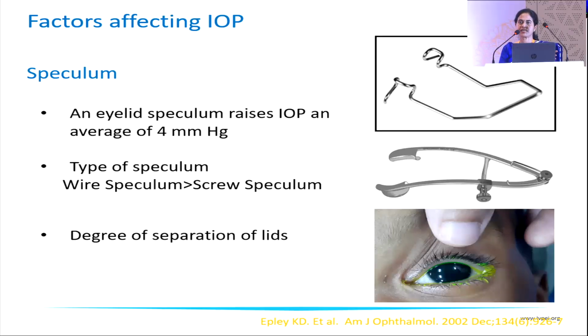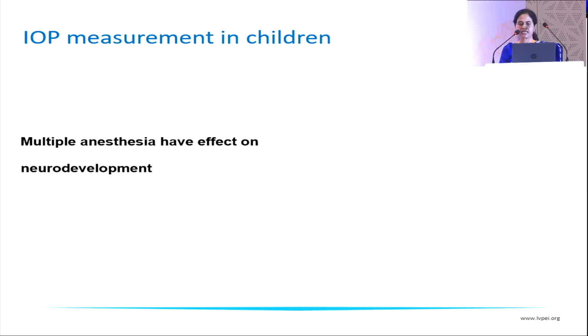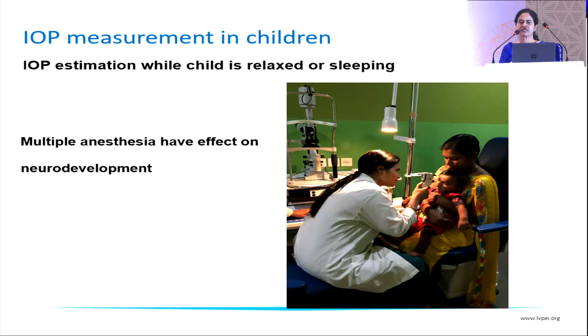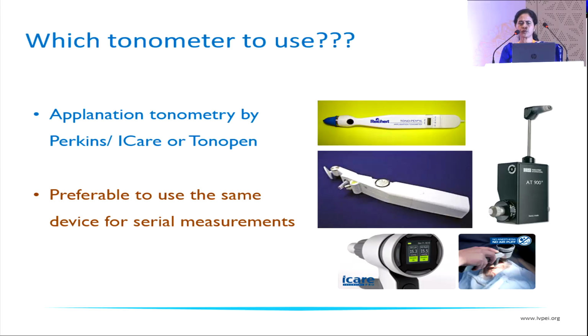In situations like that, we may need to use a tonometer with a smaller tip, like an iCare tonometer, although, you know, it slightly overestimates the intraocular pressure. The best way is to relax the child and try to check the intraocular pressure in the clinic, but this may not be possible all the time. Which tonometer do you use?